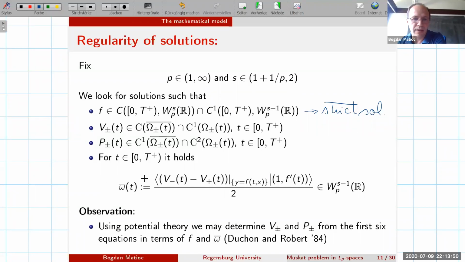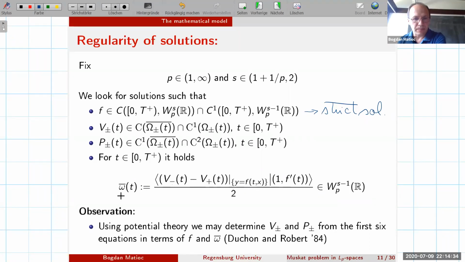And this new variable measures the jump of the velocity at the interface in tangential direction. Remember, f prime is d over dx, so this is a vector pointing in tangential direction, and here is a scalar product in R2. For this new variable, we require that it belongs to W^{s-1,p}, and this is the natural space, because as you see, f is in W^{s,p}, and so f prime is in W^{s-1,p}, and there's no reason why we should require more or less.